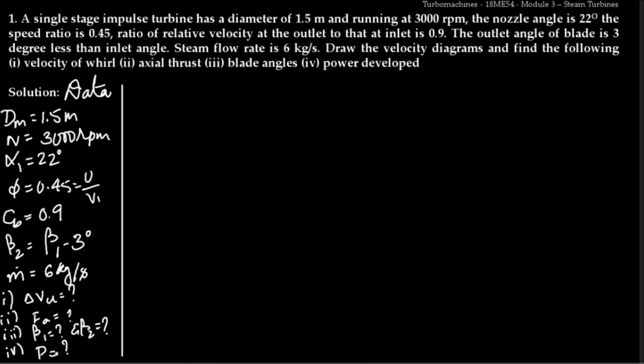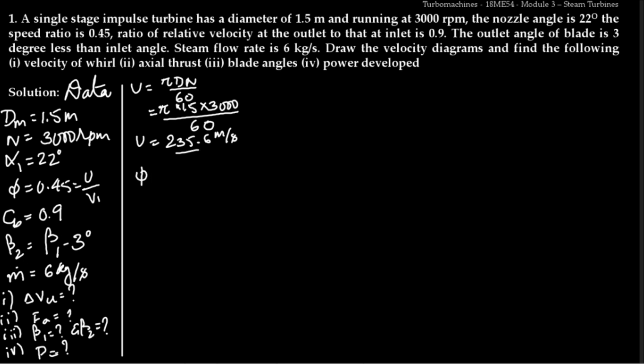First let us calculate the tangential speed of the blade, that is u, which is given by pi d n divided by 60. So here the value of d is 1.5 multiplied by the value of n, which is 3000. We are dividing this by 60 just to convert RPM to RPS. So we will get the value of u as 235.6 meter per second.